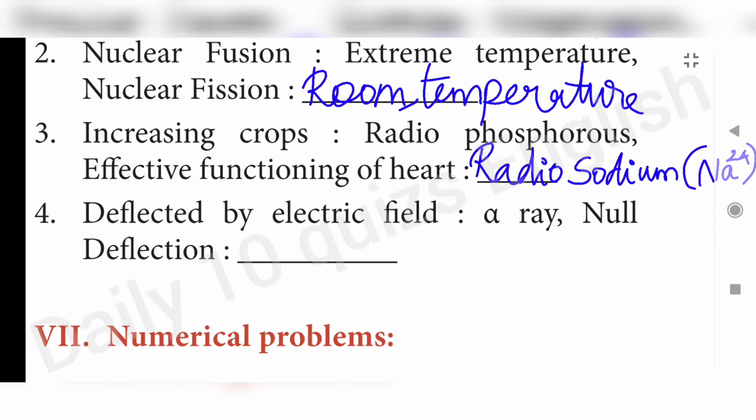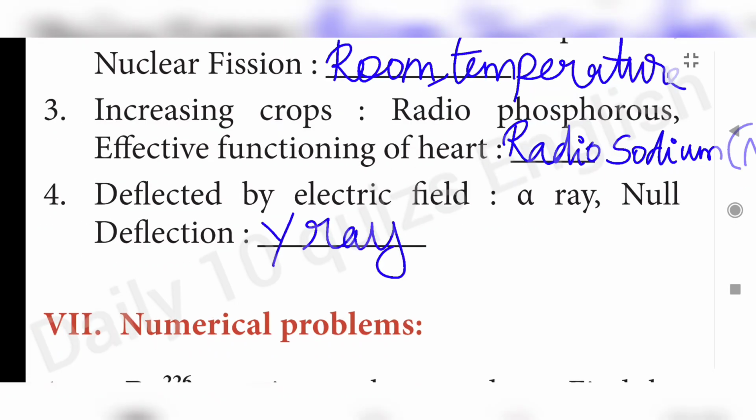Na-24. Fourth one, deflected by electric field. Alpha ray, that's null. Deflection is? Answer, deflected by electric field is alpha ray, null. Then deflection is gamma ray.